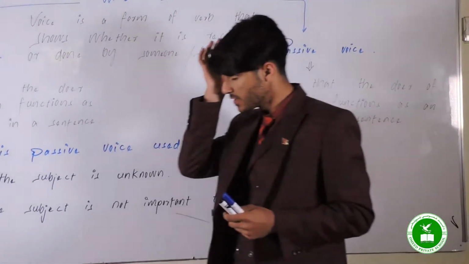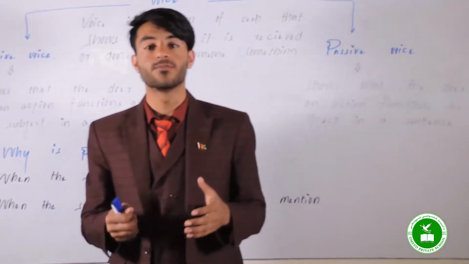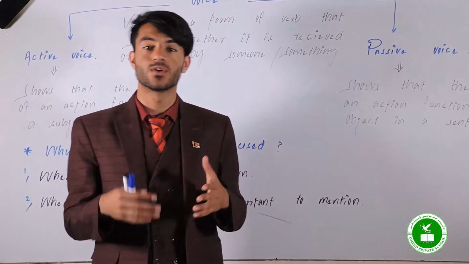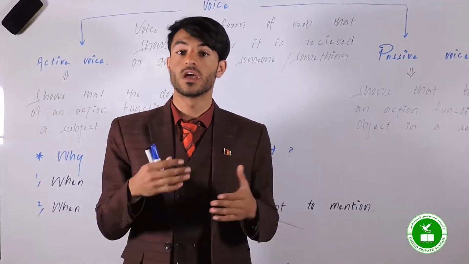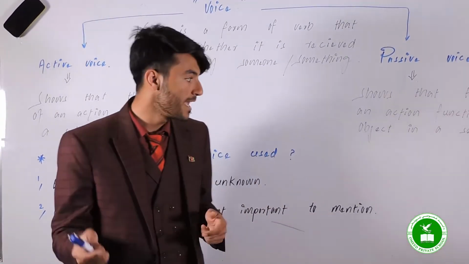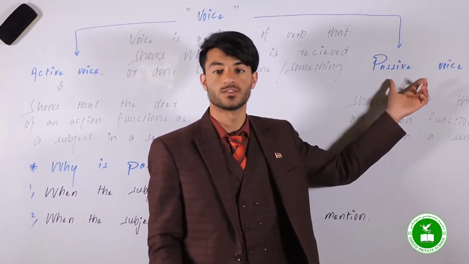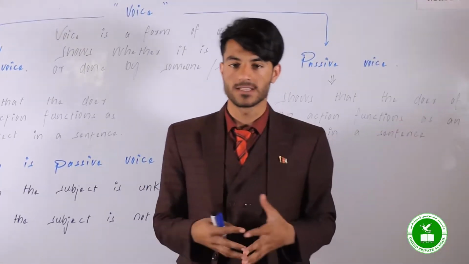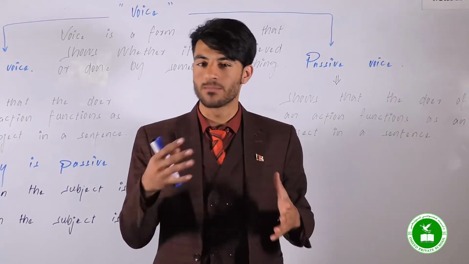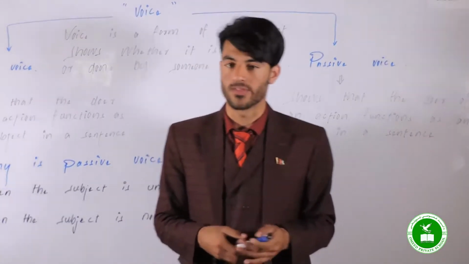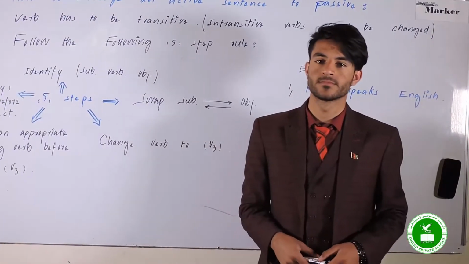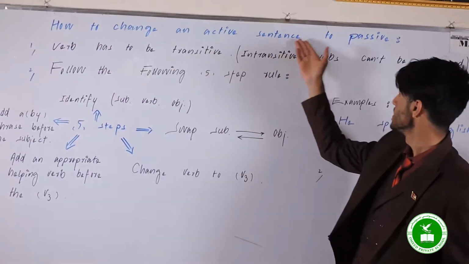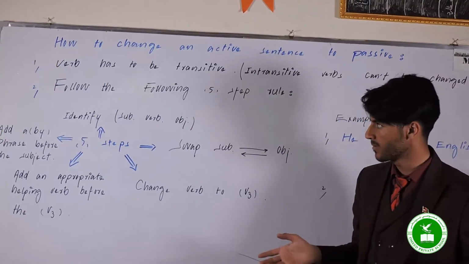Of course, as I told you earlier, we use active voice a lot in our sentences, but there are some occasions that you don't want to mention the subject or you don't have information about the subject. So in that case, you have to use the passive voice, okay? So now let's talk about how to change active sentences to passive sentences. There are some rules, okay? Let's start. How to change an active sentence to passive sentence? Okay, let's read.